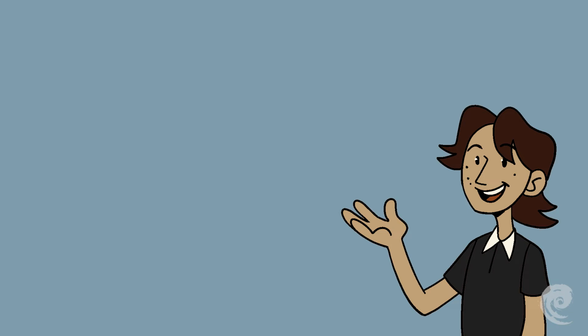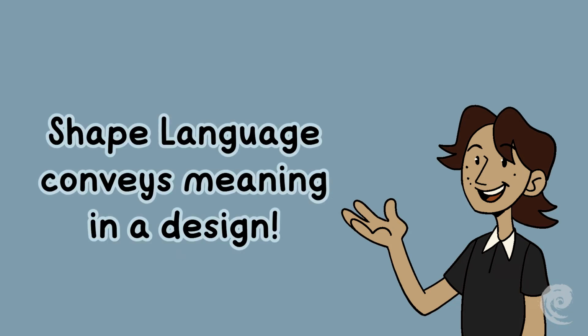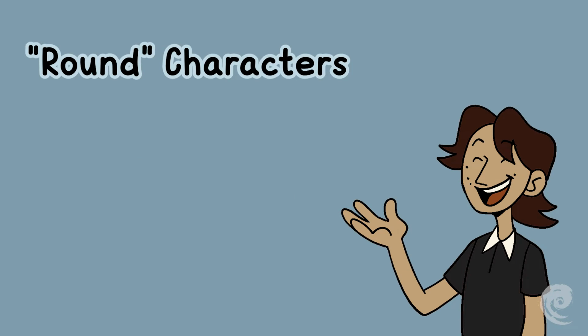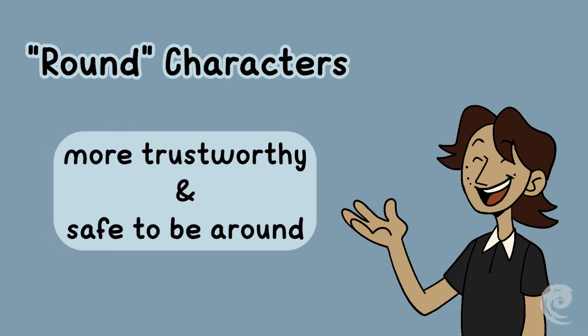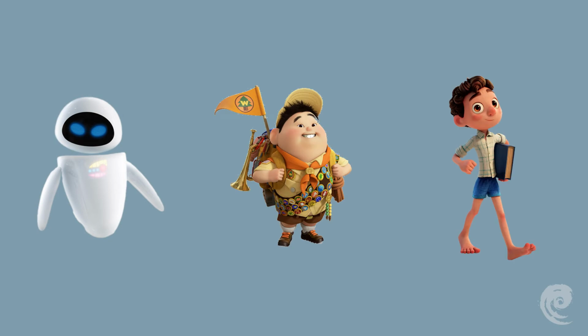As I said earlier, artists use shape language in order to convey a specific meaning in a design. A character with round shapes is automatically deemed more trustworthy and safe to be around. Characters like Eve, Russell, and Luca all have round shape language.